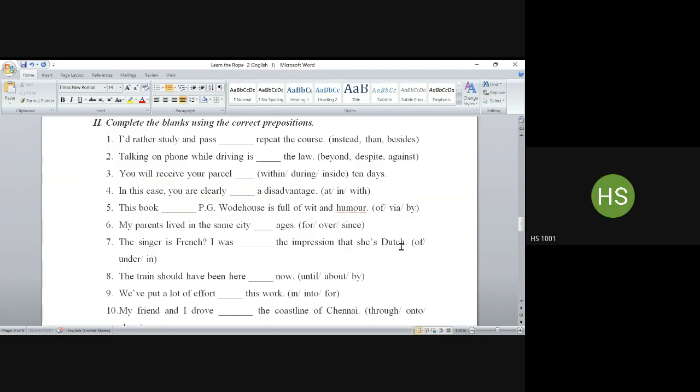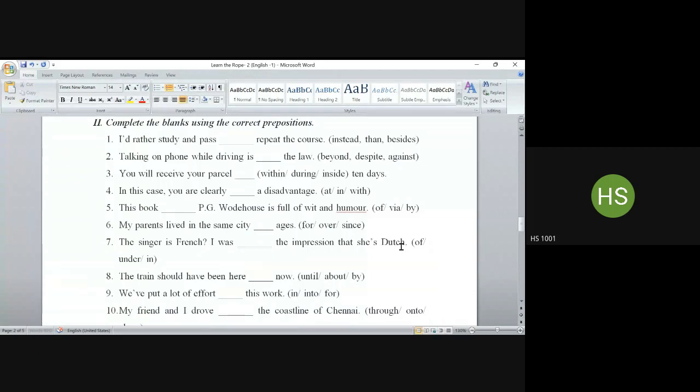This book dash PJ Wodehouse: by, of. This book by PG Wodehouse, not of. Again, this is another thing that people would do: this book of PG Wodehouse. That's not how you write it. It's by.